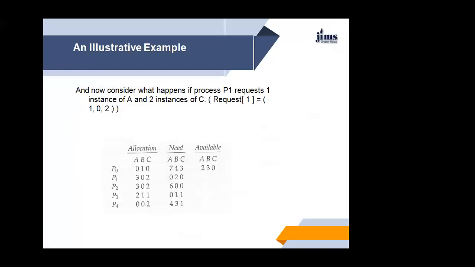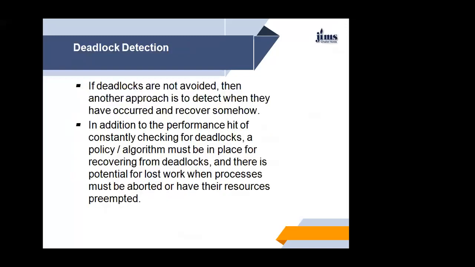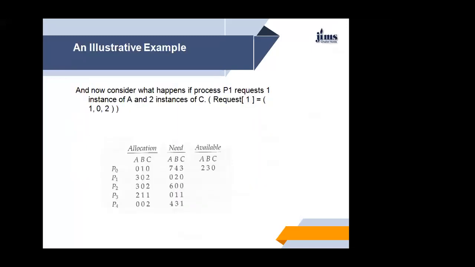Okay. So when we arrive at this state, we must determine whether this new system state is safe or not. So we will have to check the safe sequence. To do so, we execute our safety algorithm and find that the sequence P1, P3, P4, P0, P2 satisfies our safety requirement. Hence, we can immediately grant the request of process P1. Okay, so in this way, you can determine the safe sequence.